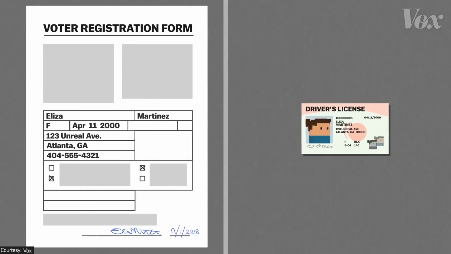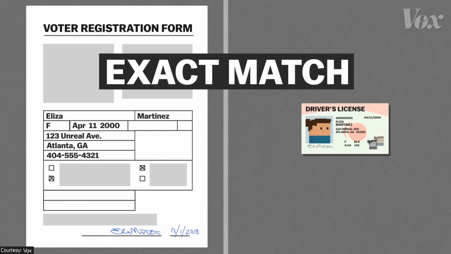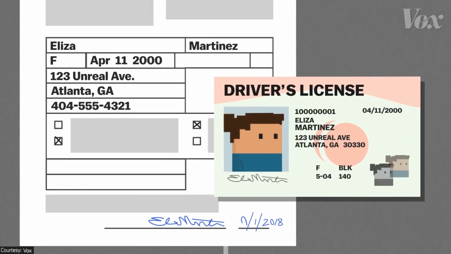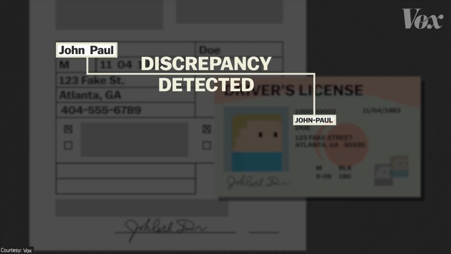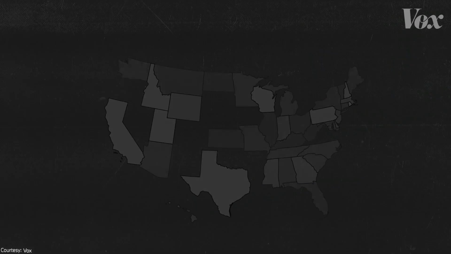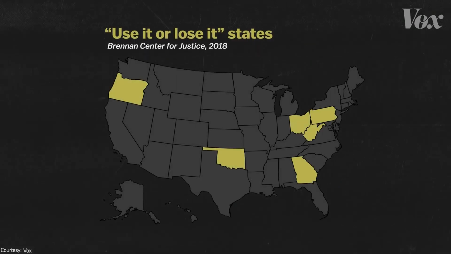Some states, like Georgia, purge voters by applying exact match standards, where each number and letter in voter registration paperwork, down to hyphens and middle initials, must exactly match the information on your government documents. Take John Paul Doe, for example. He's got a name with a hyphen in it, and this is how it's written on official documents like his driver's license. If his voter registration form is missing that hyphen, that can get John Paul kicked off the list of registered voters and unable to cast a ballot. Purged.